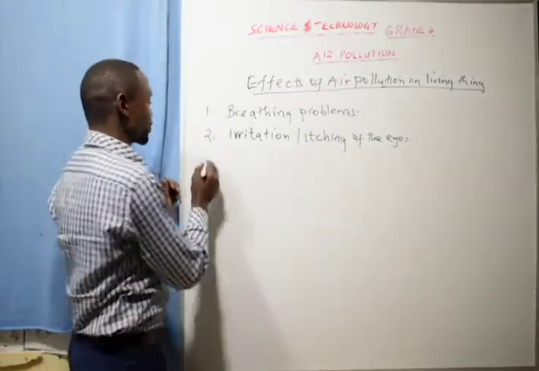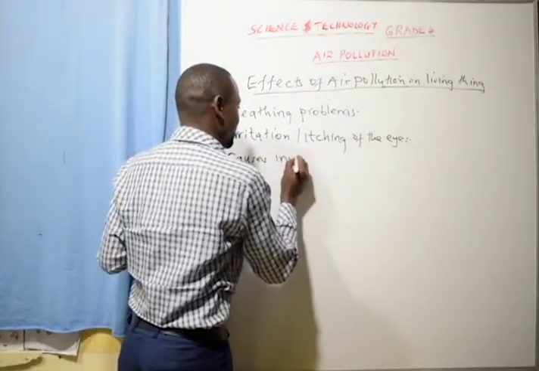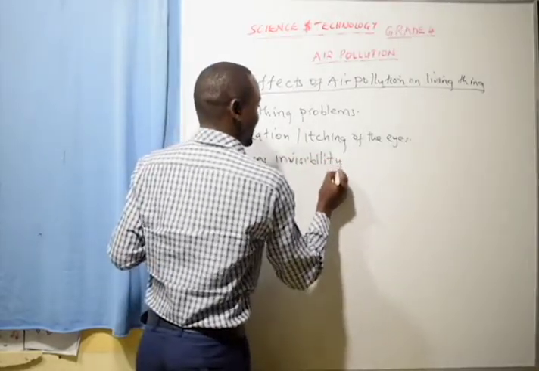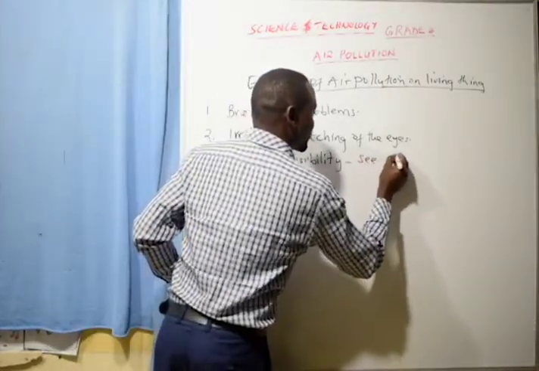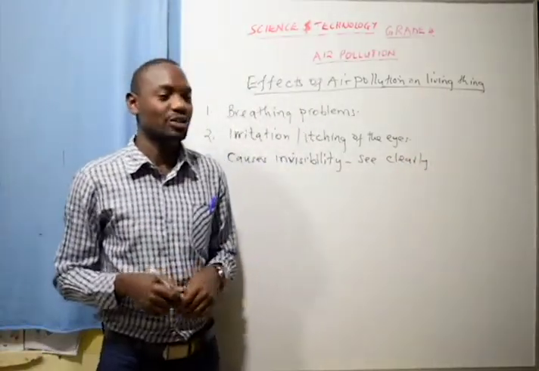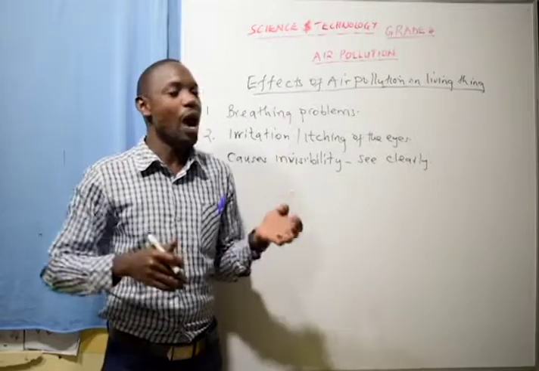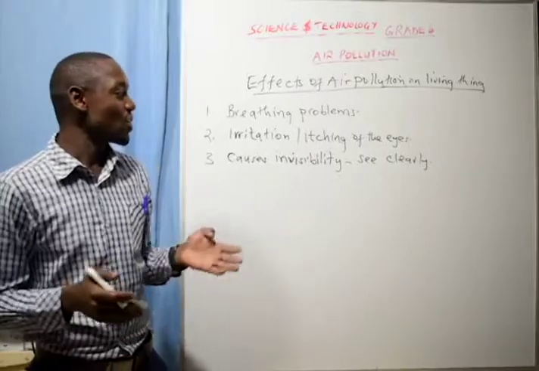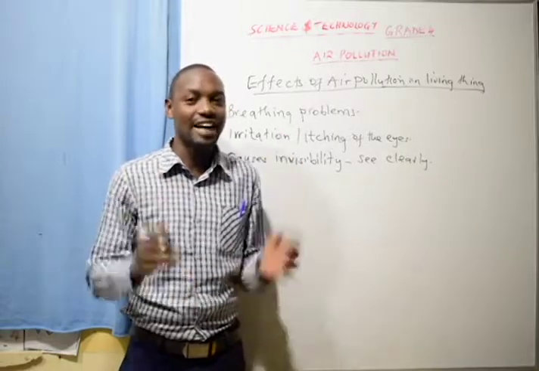Another effect of air pollution, it causes invisibility. What is invisibility? You'll not be able to see clearly. For example, when you enter into a room that has a lot of dust, you'll start using your hands to walk. Or even, maybe when you are on the road, then a vehicle blows dust to your eyes. You'll not be able to see well. Or maybe when you are riding your bike, then a vehicle overtakes you and it leaves a dust to you.